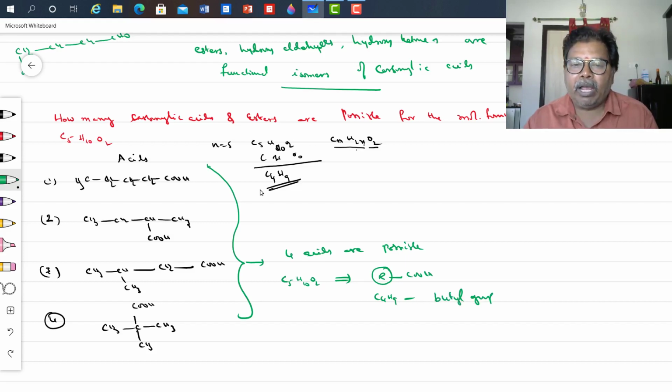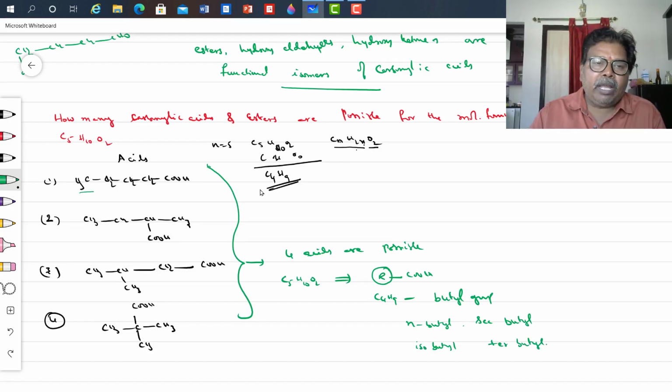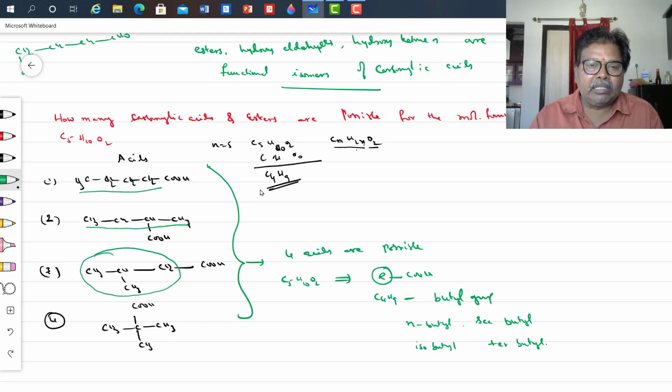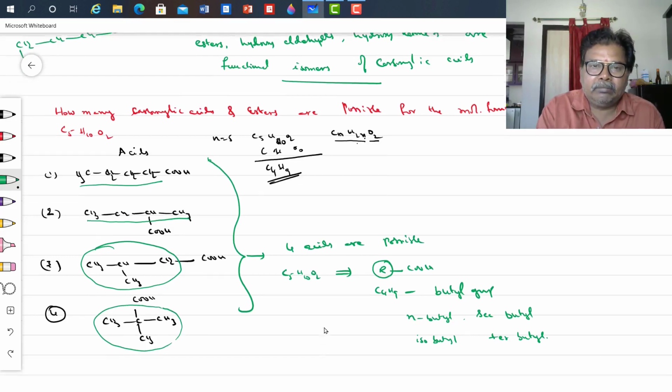How many butyl groups do we have? That is the n-butyl group, next the secondary butyl group, the isobutyl group and the tertiary butyl group. So I wrote the n-butyl group and added COOH, the secondary butyl group and added COOH, the isobutyl group and added COOH, and the tertiary butyl group and added COOH. Like that, I got 4 carboxylic acids.